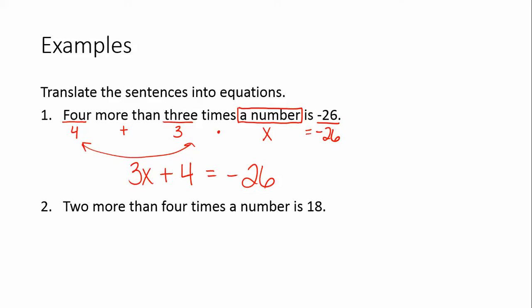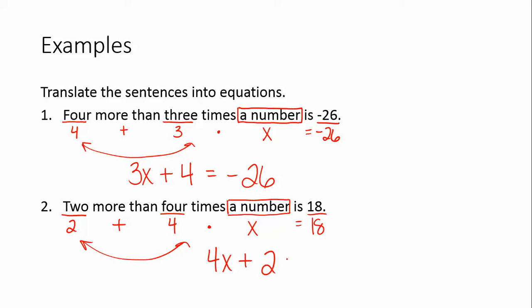Number 2, we have 2 more than 4 times a number is 18. So again, I'm going to underline our numbers. There's 2, 4, and 18. I see the words a number again, so that's x. Then we have more than is addition, times is multiplication, is our equal sign. So again, 2 plus 4x equals 18, but we want to switch the 2 and the 4x. So instead of saying 2 plus 4x, it's 4x plus 2 equals 18.